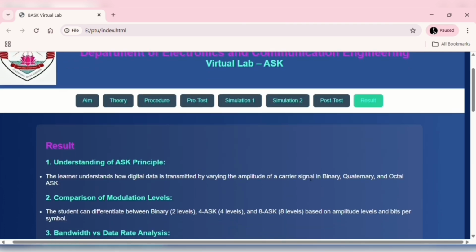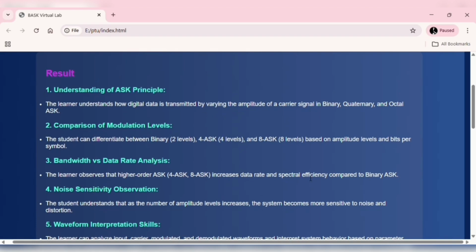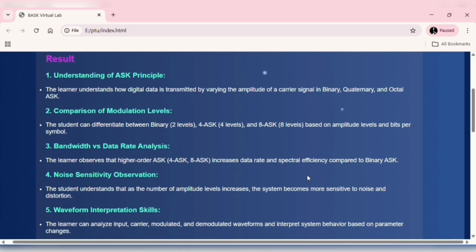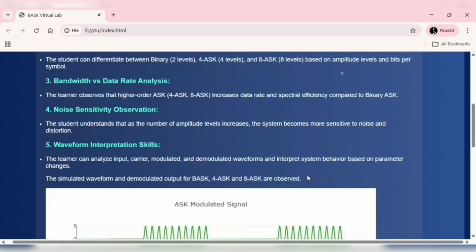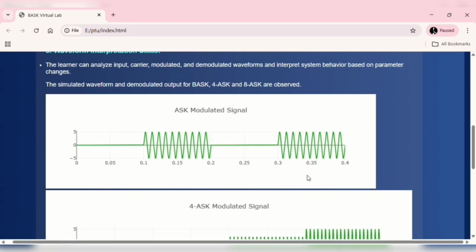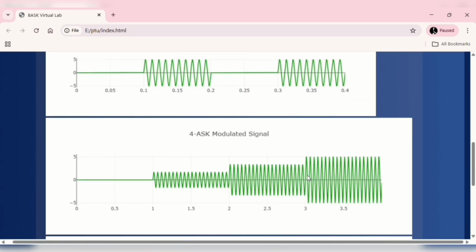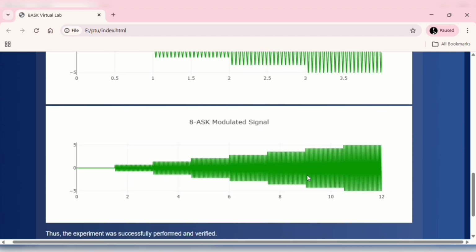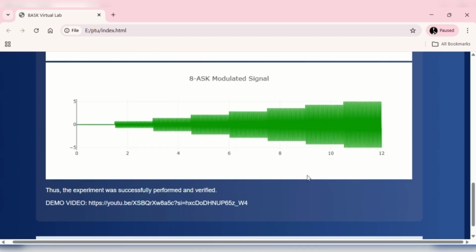From this experiment, we successfully studied the binary amplitude shift keying modulation technique. We observed how the carrier signal amplitude changes depending on the binary input signal. The simulation also demonstrated how the original signal can be recovered after demodulation. Thus, the ASK modulation experiment was successfully performed using this virtual lab.